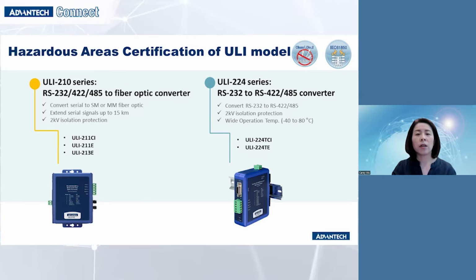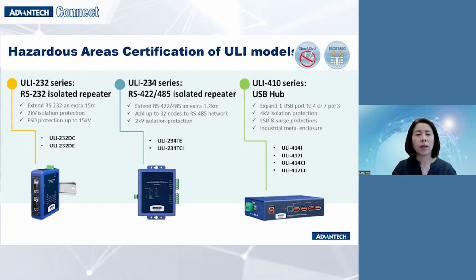Here's a quick reference for higher level certification which complies with UL C1D2 and IEC 61850-3. These products can be used in hazardous environments such as oil and gas. So the protection level and operation temperature of the product are valued. I list the models that meet the regulations for your reference, which are serial to fiber converters and serial to serial converters. And also include the serial repeaters, isolators, and USB hub with 4 kV isolation.